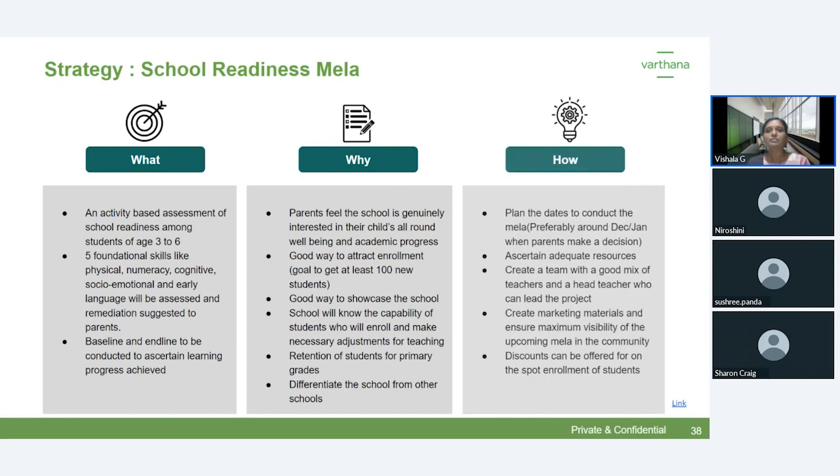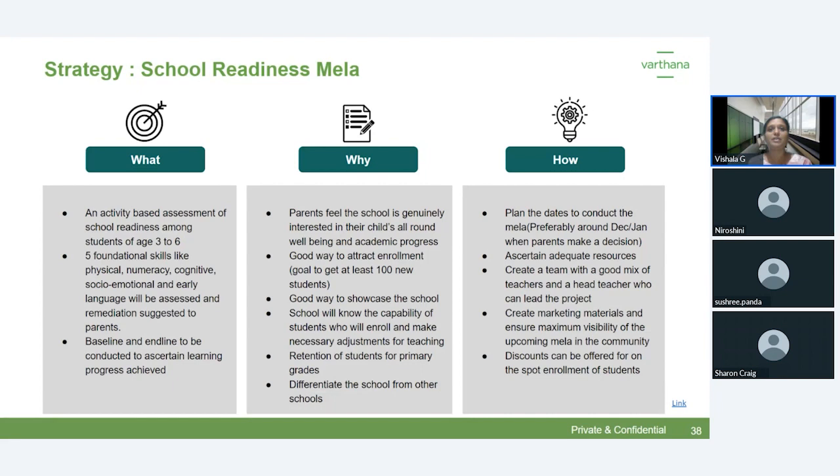You can plan when to do this. When is the right time to do this Mela? Just when the parents are deciding which school they have to put their child into. Maybe around December, January, February, that is the time parents think. That is the strategic timeline you choose.